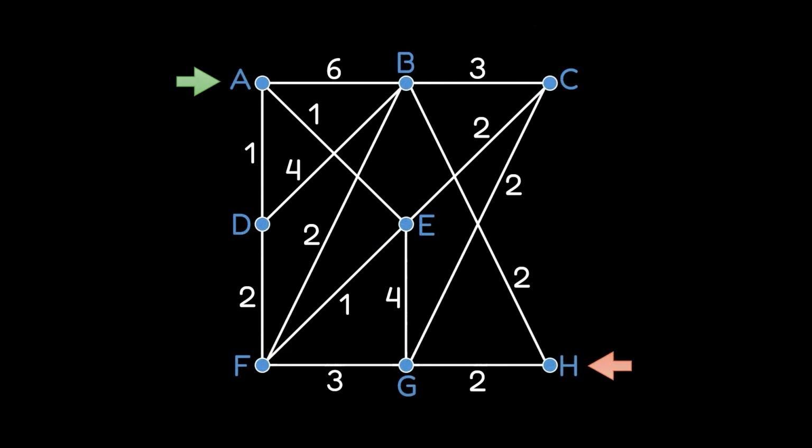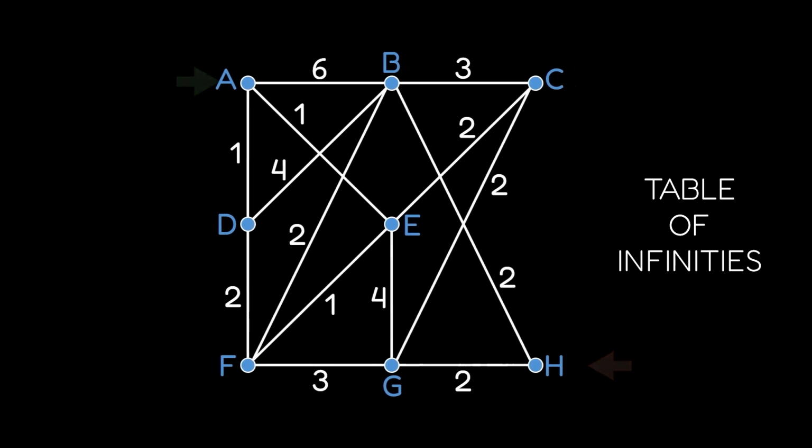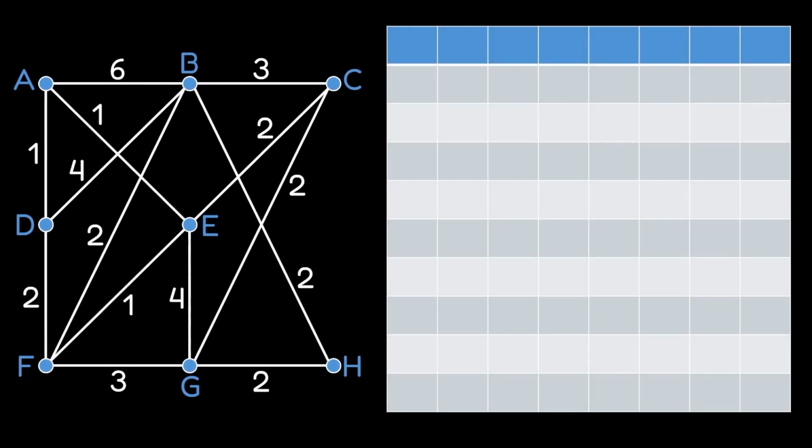As I said, there is a very practical and orderly way to carry this out: the table of infinities. It is not the official name, it is simply a name that helps with memorization, and it sounds cool. We prepare a table with one column for each vertex of the graph, from A to H. In the first row, we write infinity in every cell except in the column of the starting point, where we write 0. From now on, we repeat two alternating moves.